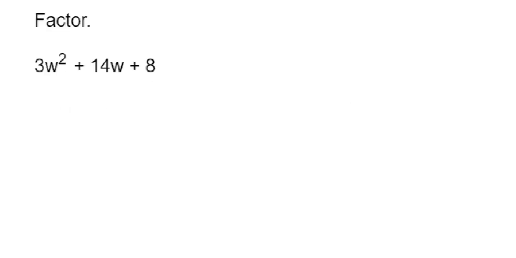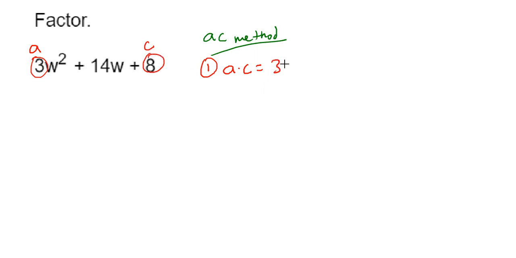All right, so let's take a look at an example. We have 3w squared plus 14w plus 8. So let's talk about using the AC method on this particular problem. The first step is to find A times C. So A times C in this problem, A is equal to 3, C is equal to 8. So A times C will be 3 times 8, which is 24. Step 2, we want to find two numbers that multiply to AC, but add to give me B, which in this case is 14. Right, B is equal to 14 for this particular problem.